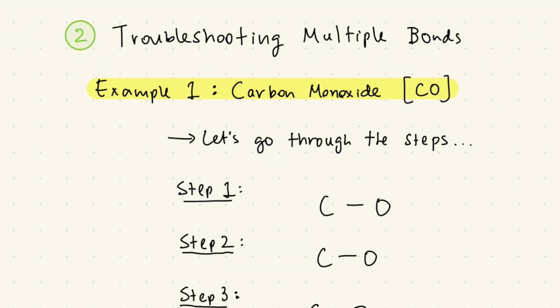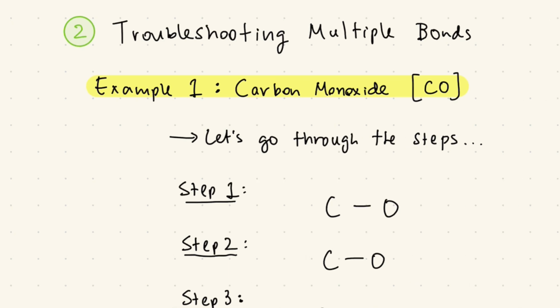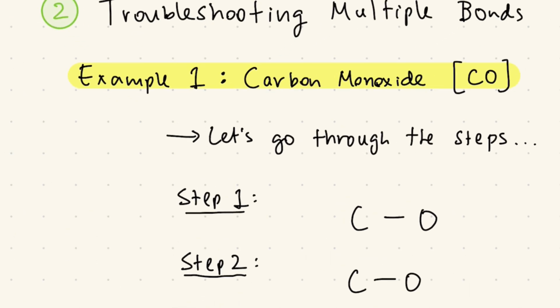Part 2, troubleshooting multiple bonds. In this section, we'll go over what to do when we have double or triple bonds between 2 atoms and issues with formal charge arise as a result. So let's start by talking about carbon monoxide, which is, as I alluded to earlier, the only structure in which carbon will have a lone pair. First, let's use the 4-step method. So we start by simply connecting the 2 atoms by a single bond, that's step 1.